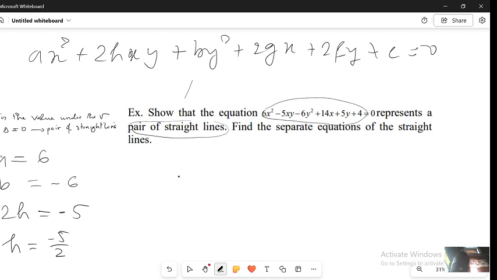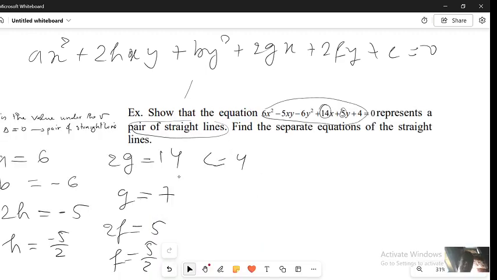Now the value of 2g equals 14, so g equals 7, because 14 divided by 2. Now I have 2f equal to 5. Now we have c equal to 4. I have already determined the value of a, b, and all the parameters. Now let's determine the value of delta.